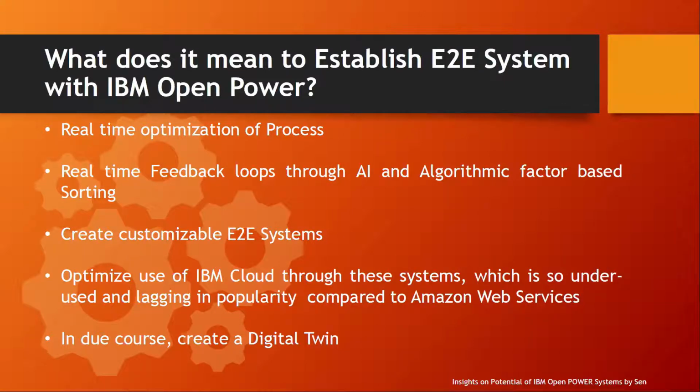So optimized use of IBM Cloud is another factor which could actually lead to a lot of help. Let's say that IBM Cloud is underutilized, so we can utilize it to a greater extent and provide more facilities out of it, just like Amazon Web Services does these days. So this end-to-end system basically is the creation of the digital twin in the long run. That's the final goal of this entire project.